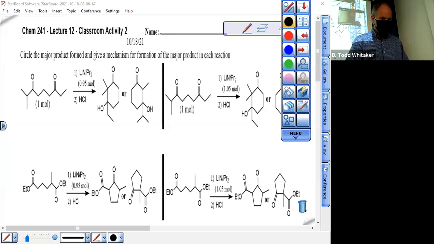All right, everybody, we're going to continue our exploration of Aldol condensations and Claisen condensations. Here's our second activity of the day. A lot of stuff here.